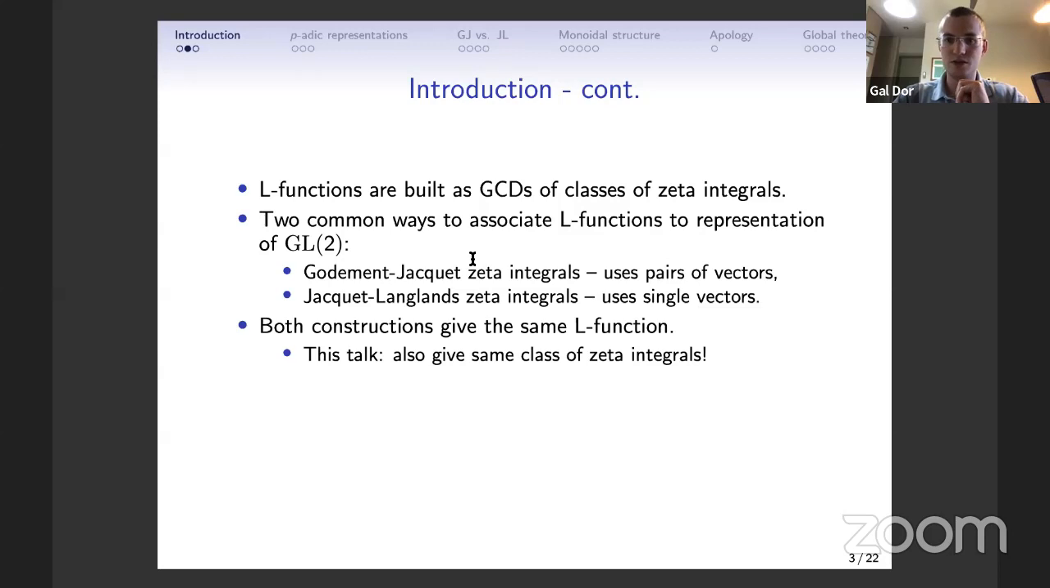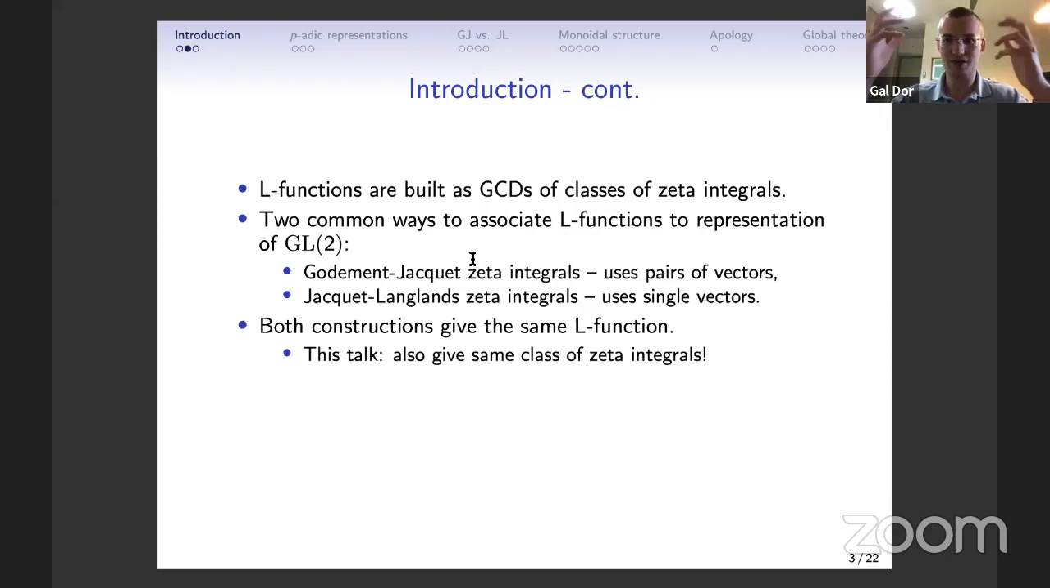And what I'm going to do is give proof that the associated L function is the same, not by some algebraic manipulation of the zeta integral of the L function, but instead by basically categorifying the question. Instead of considering just the single representative, which is the L function, which is a GCD of some class of objects, I'm going to show that the entire class, the two classes, are actually the same. They're isomorphic in some strong sense.